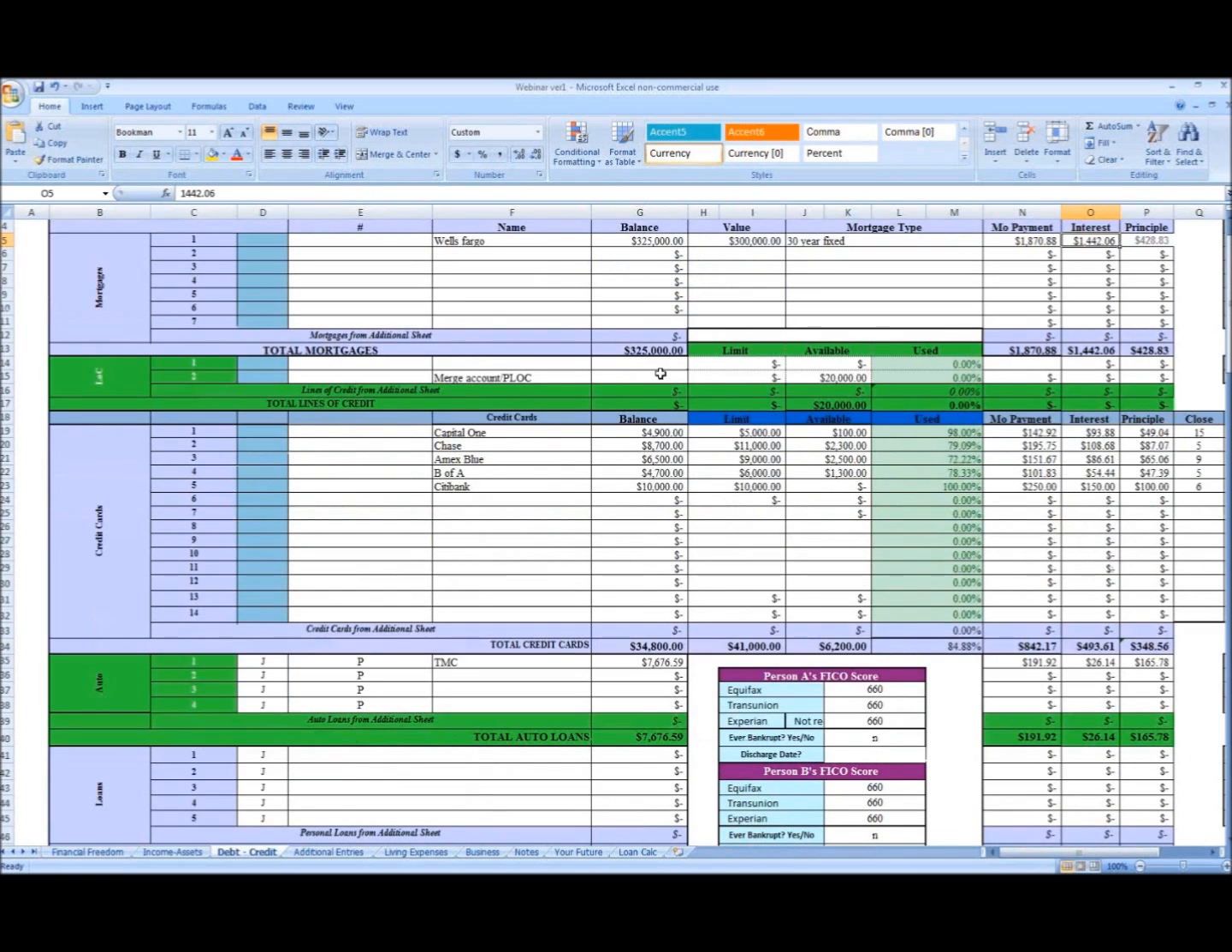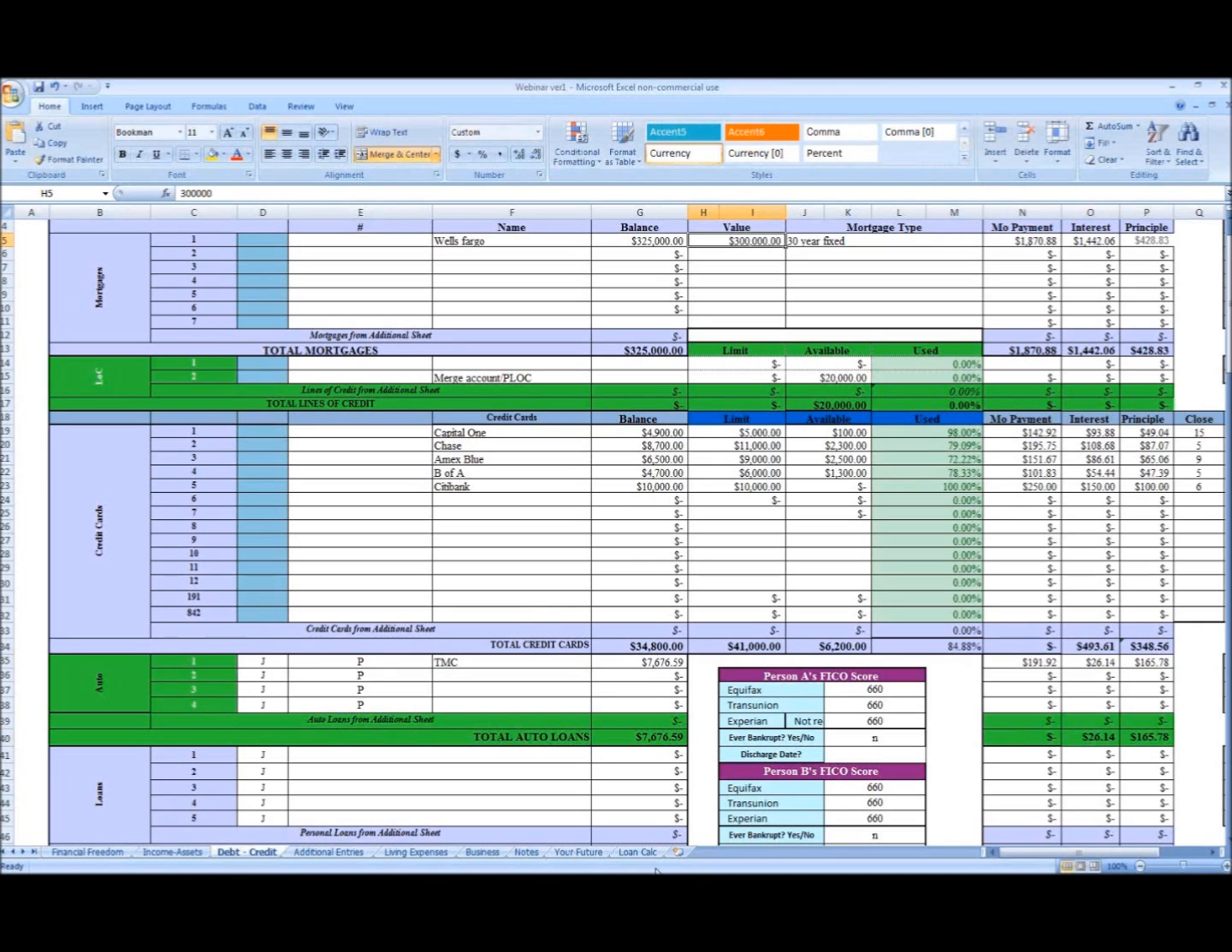Now, you also see that there's some consumer debt down here. In this first example, we're going to assume they have no consumer debt. So I'm going to put this number over here so I remember later. 847, 842, and this one, 191. So this person we'll assume that they only have a mortgage. They don't have any credit cards. They don't have any auto loans. They have just this mortgage here.